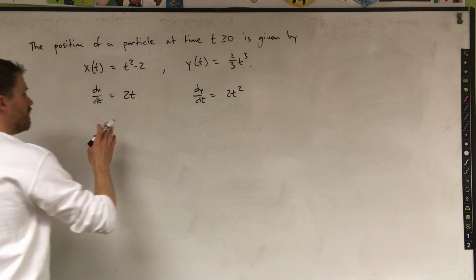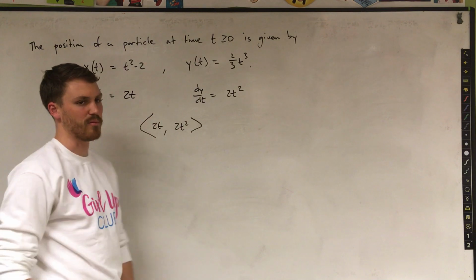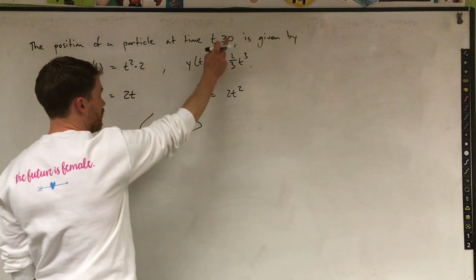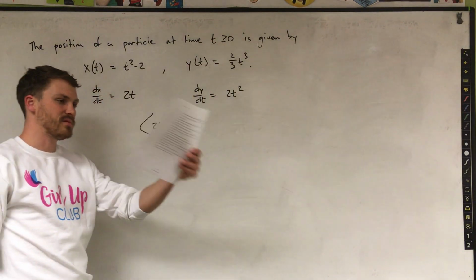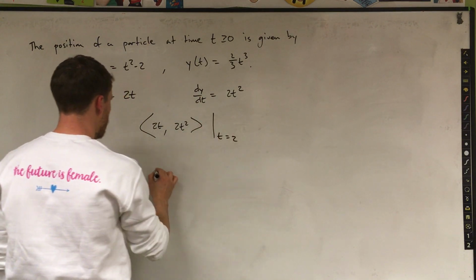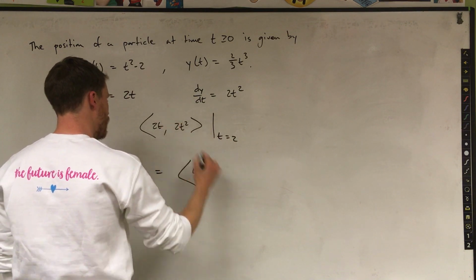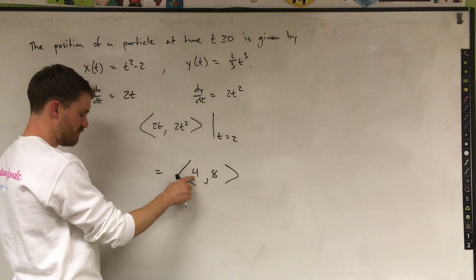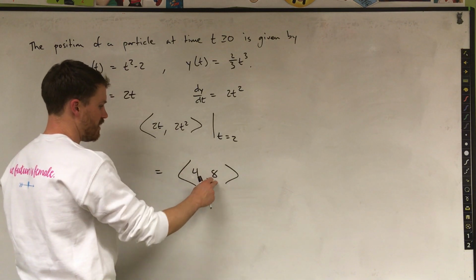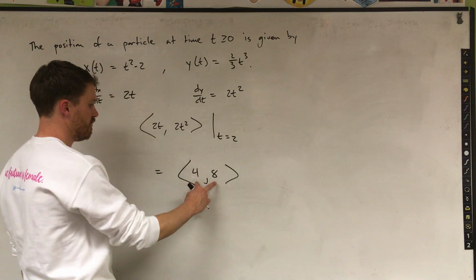Great. So my velocity vector is 2t comma 2t squared. This gives me a formula for my velocity at any time t greater than or equal to 0. But I don't want it at any time t, I want it at 2. So I plug in 2 and get my velocity at t equals 2, which is 4 comma 8. Means I'm moving to the right at a rate of 4 something per something and upward at a rate of 8 something per something. I wasn't given units, but that's fine.